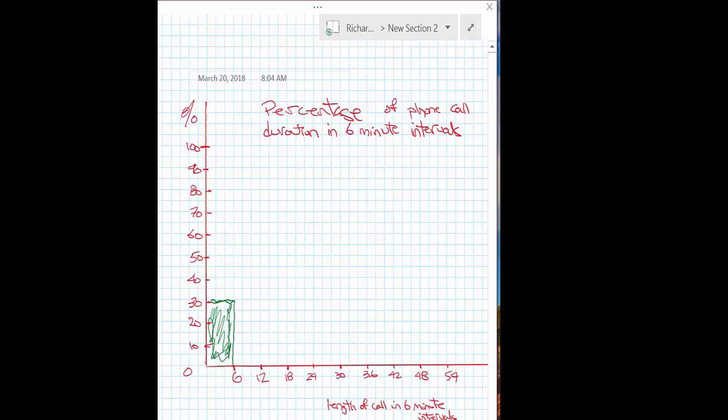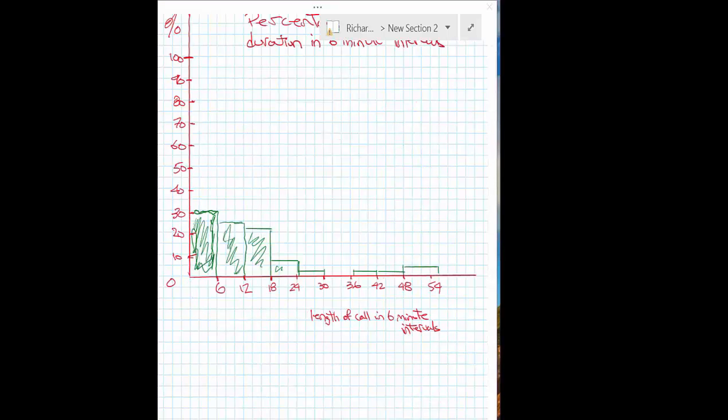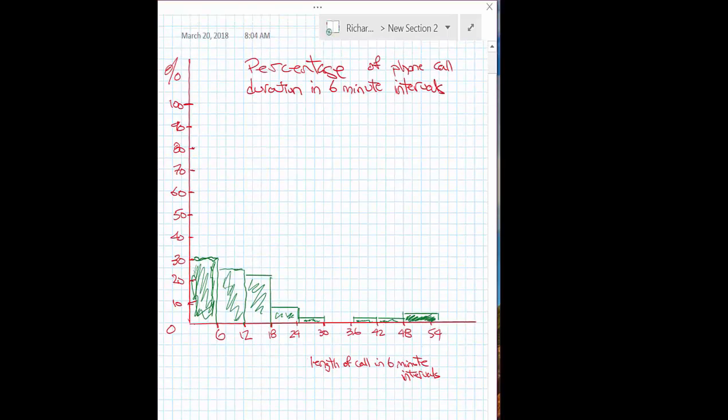Then it turns out that 25% of the calls were between 6 and 12 minutes. I'm going to find 25%, and then I would shade that in. And I'm going to do the same for all of the other percentages for each of the bins. And so here's my histogram, not based on a frequency distribution. Just to be clear, this is based on percentage. I think it's important to distinguish between that.